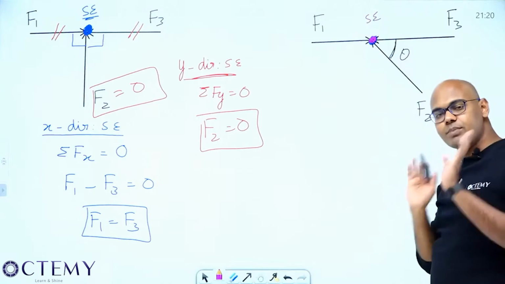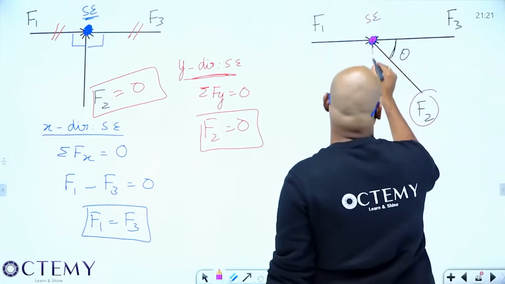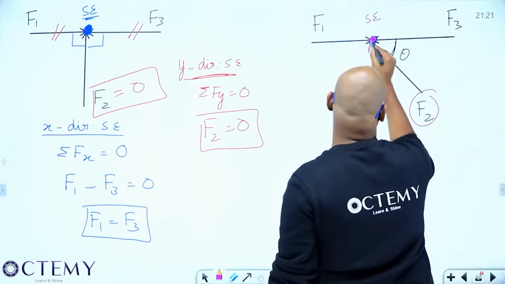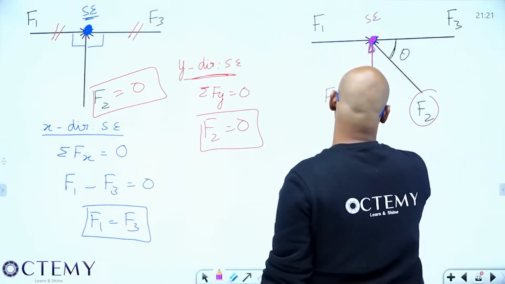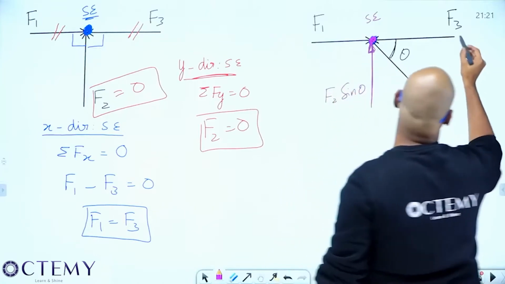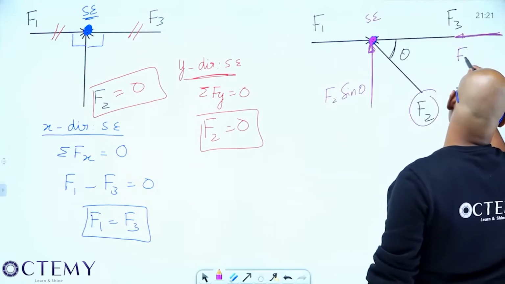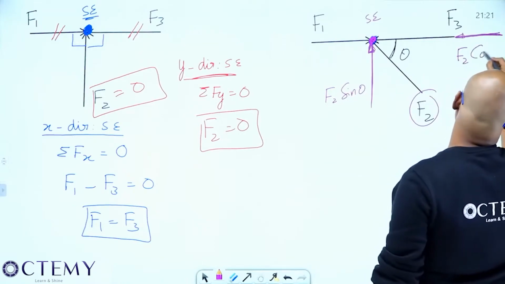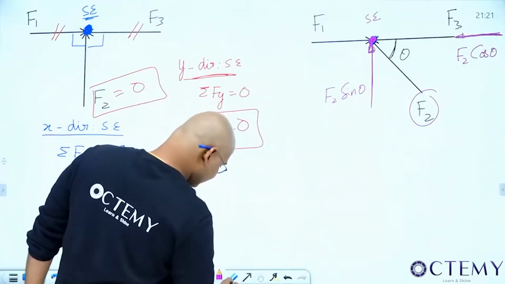First, what to do whenever something is inclined? First resolve it. I will resolve this. If I resolve this, one component like this, what is this? Opposite side, so this is F2 sine theta. And one more component here, that is F2 cos theta, adjacent side cos theta. Now write the equilibrium equations.